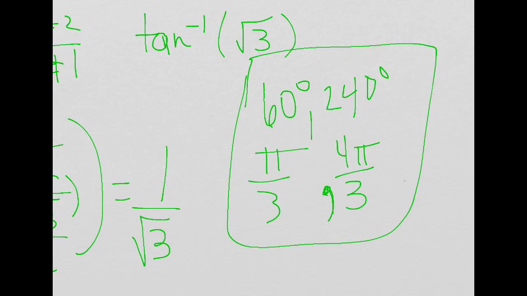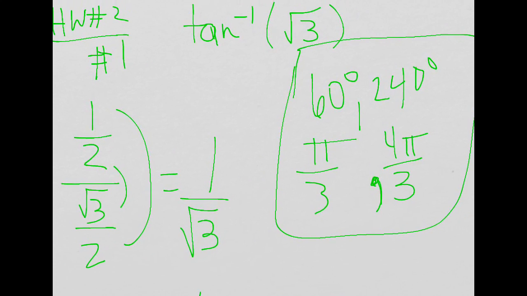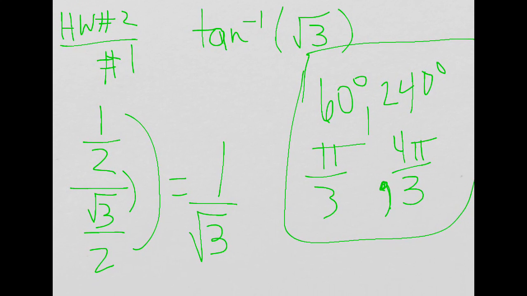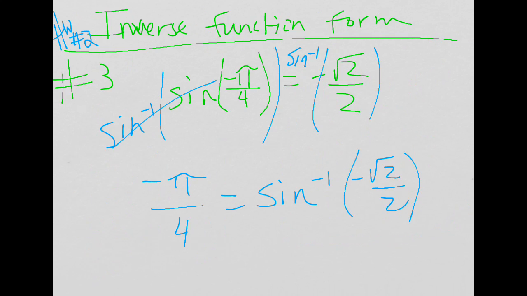Which one? You just unzoom it. I can't unzoom it. Is this 4 pi over 3? Okay, that's what I understand.